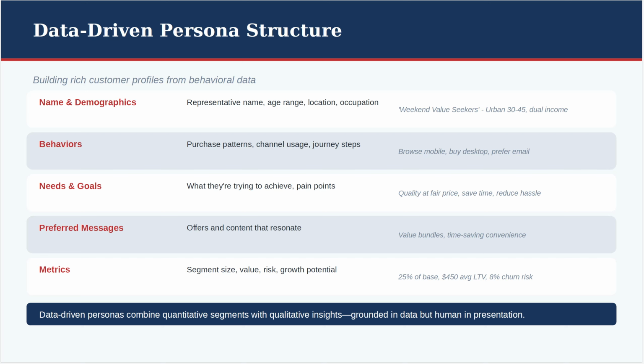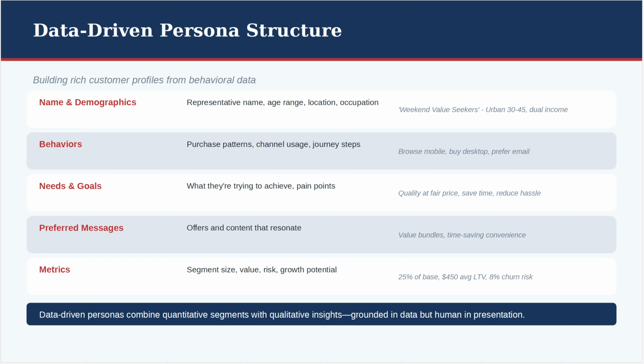The components are name and demographics. So give a segment a name like weekend value seekers, so that is a decent name. Cluster 3 is a bad name because it doesn't explain what that persona does. So add representative demographics from data. Why does it matter? Marketers think in terms of people, not clusters. Sarah, the selective shopper, guides creative decisions.